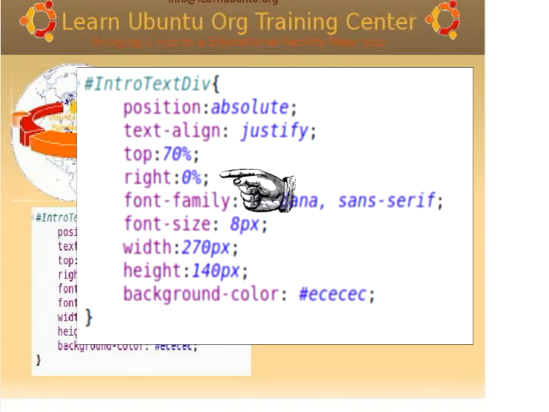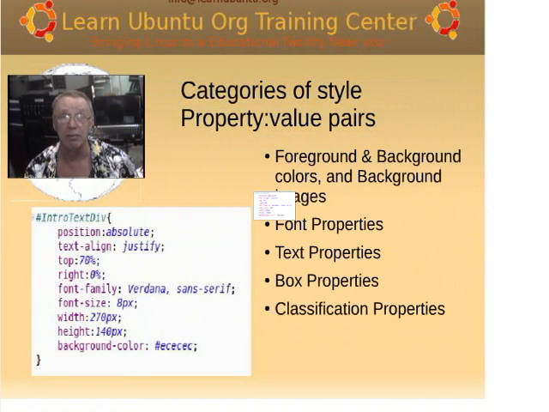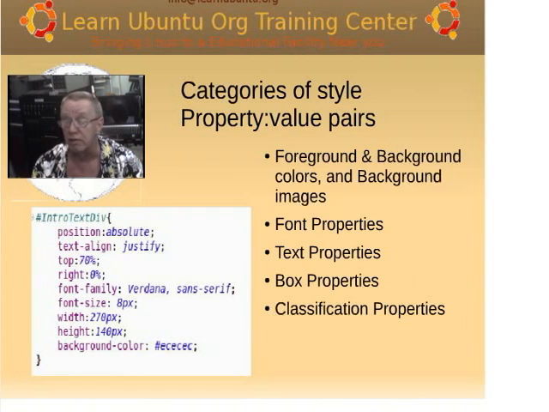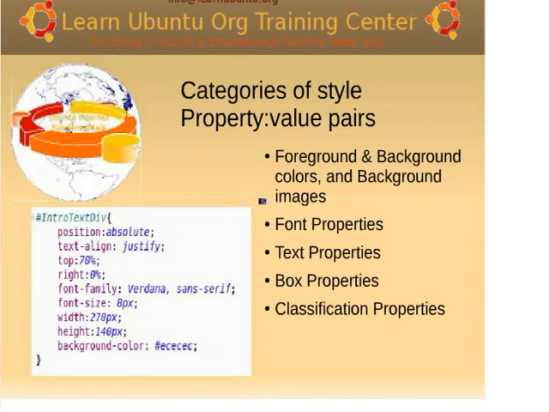We specify a font family. We're actually specifying two font families. The first choice would be Verdana, the second sans serif. And we have a lab that shows you how to figure out if you're actually getting the right font or not. That's coming up. The font size, the width, the height. These are all property value pairs, which are all specified and contained within the curly braces of the selector. And this is the selector up here, pound intro text div.